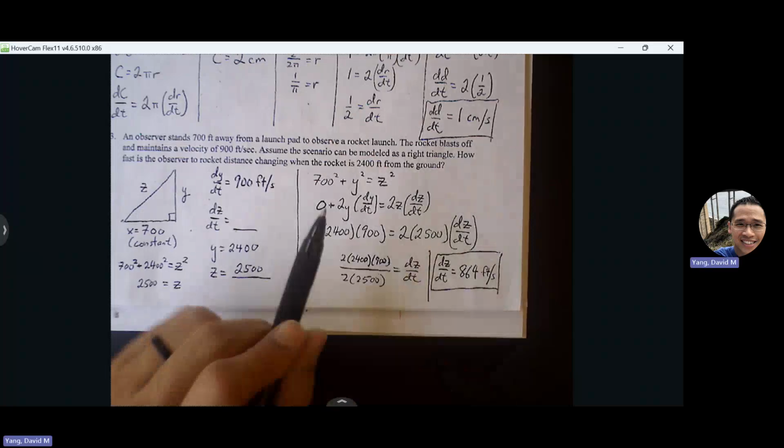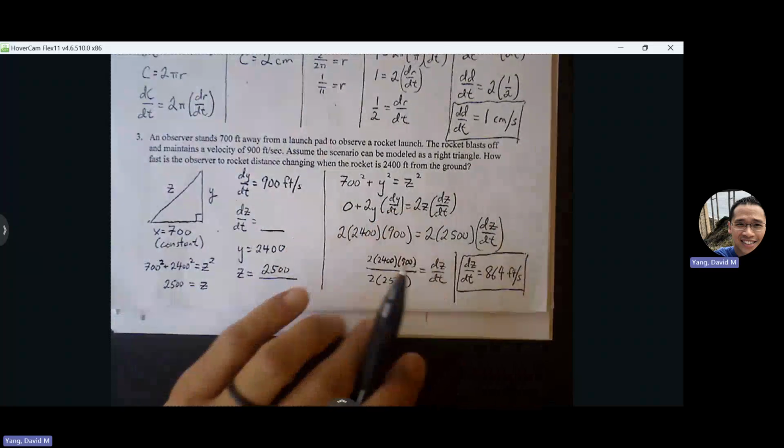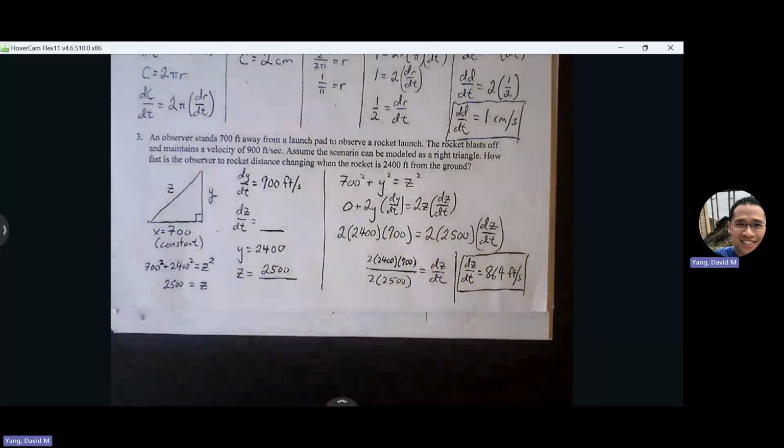So I think it's good that we talked about this because we're going to look at some other variations of the Pythagorean theorem. We know it's always a triangle. We just have to figure out what's moving, what's not, and how the shape is changing as time passes.